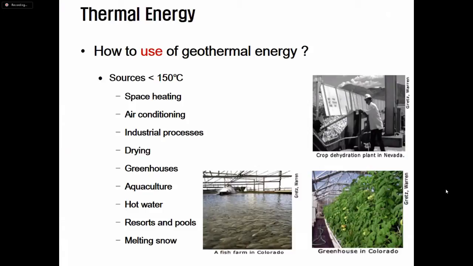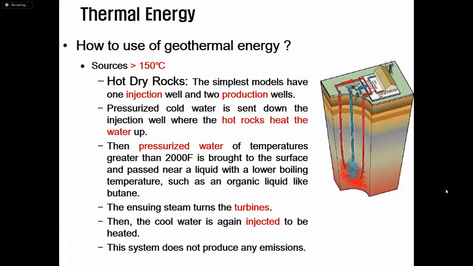If you have not-so-hot water, they use it for building heating, air conditioning, industrial uses, and greenhouses, like fish farms, greenhouses, and crop drying. And if you have hot water simply because of the hot geothermal source, then you can use pressurized water coming up and make electricity out of it.